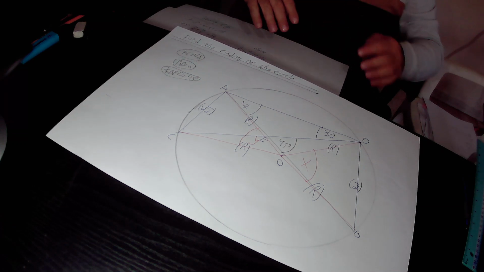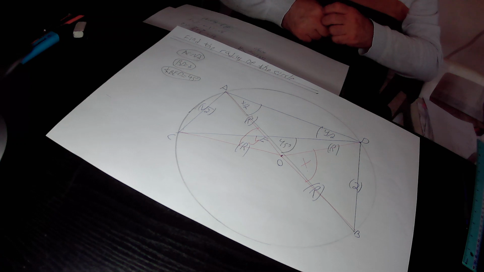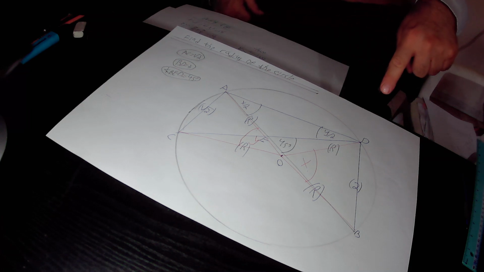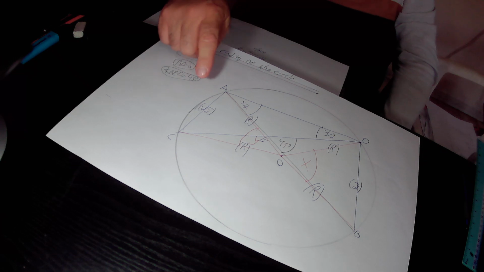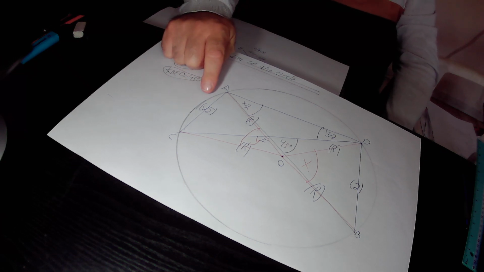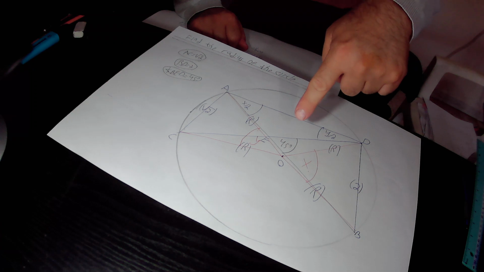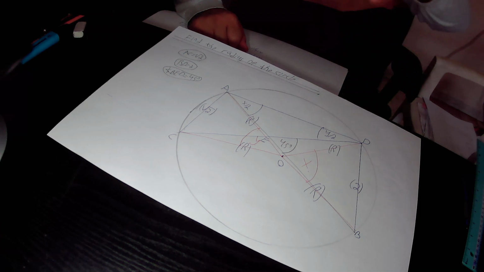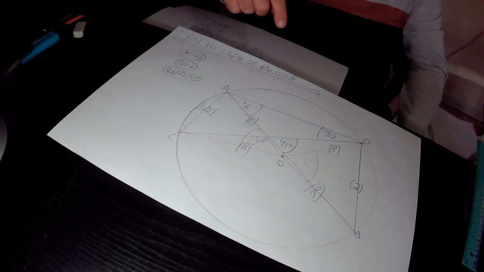In this lecture, we find out the radius of this circle. In the drawing, we have a circle, and inside the circle we have chord DB that equals 2 units, chord AC that equals the square root of 2 units, and angle DEB that equals 45 degrees. Our mission is to find the radius of this circle.